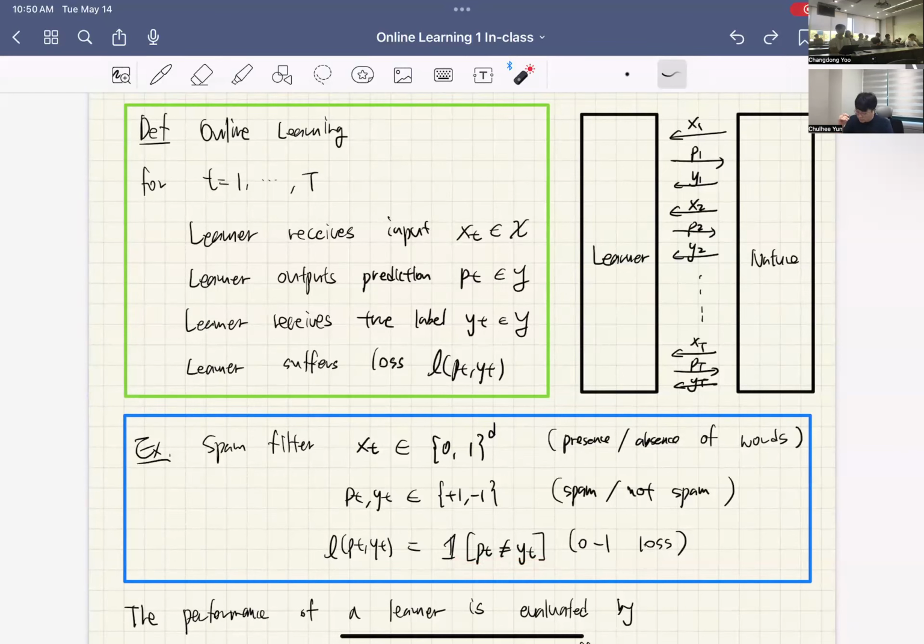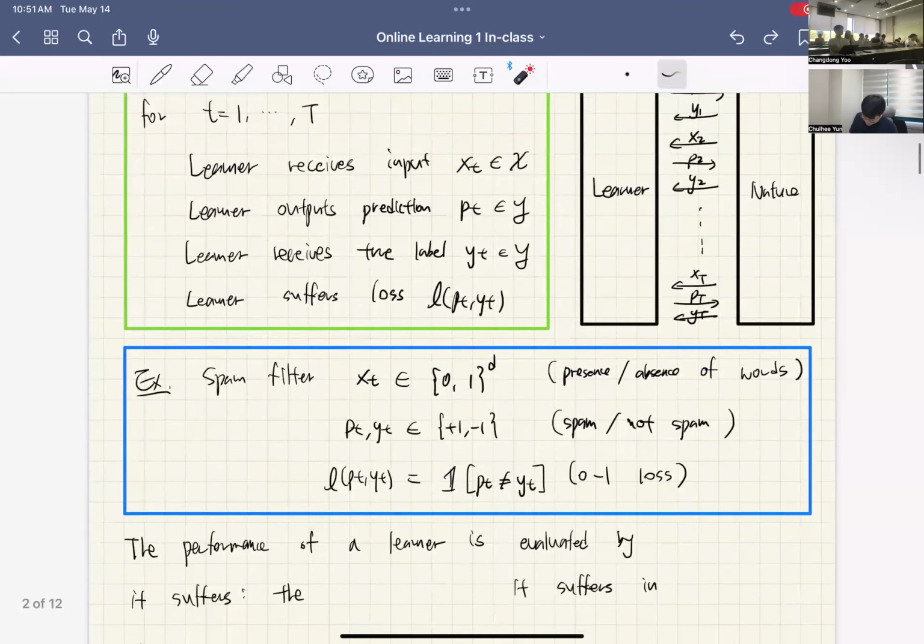And what's adversarial about this setting is, even if the learner learns to filter and classify the spam or non-spam emails, the nature could change the way it behaves, right? To fool the learner, so that the previous rule that was learned by the learner becomes useless, right? So that's what I mean by this adversarial nature. Okay? So nature could behave in an adversarial way to make the learner suffer as much loss as possible.